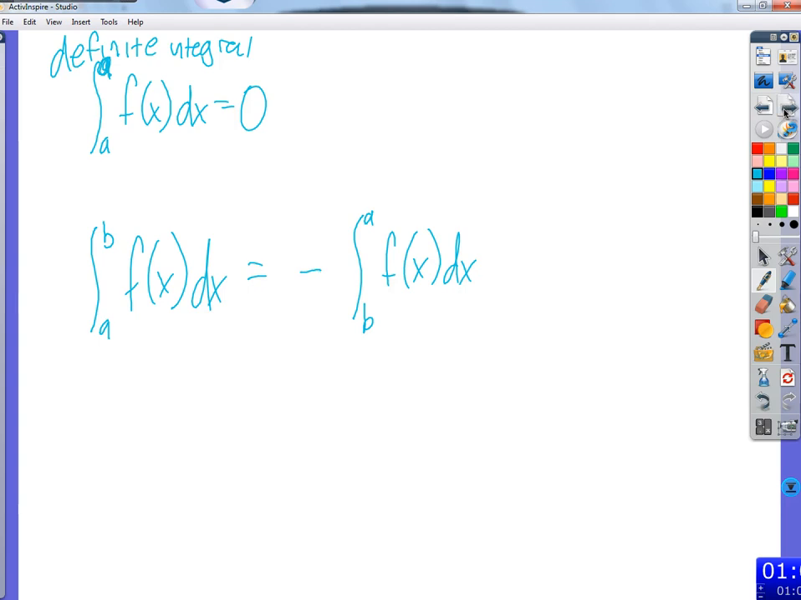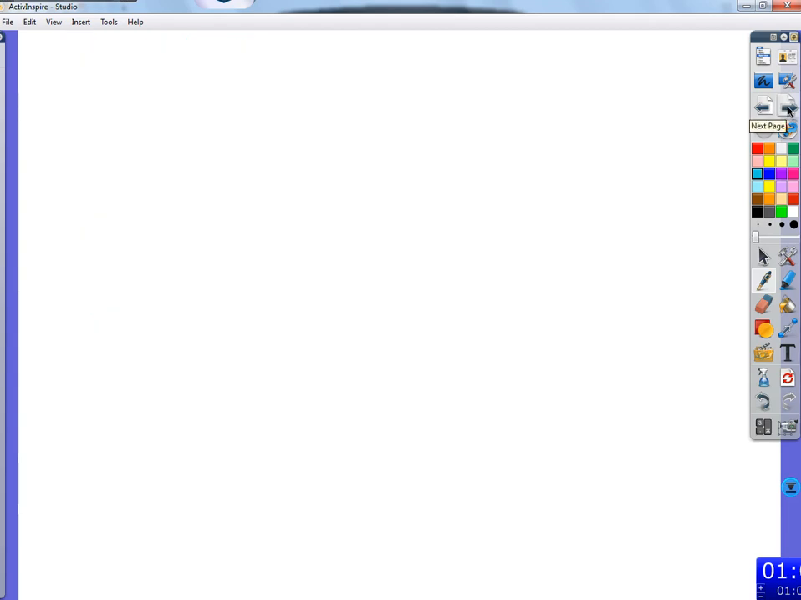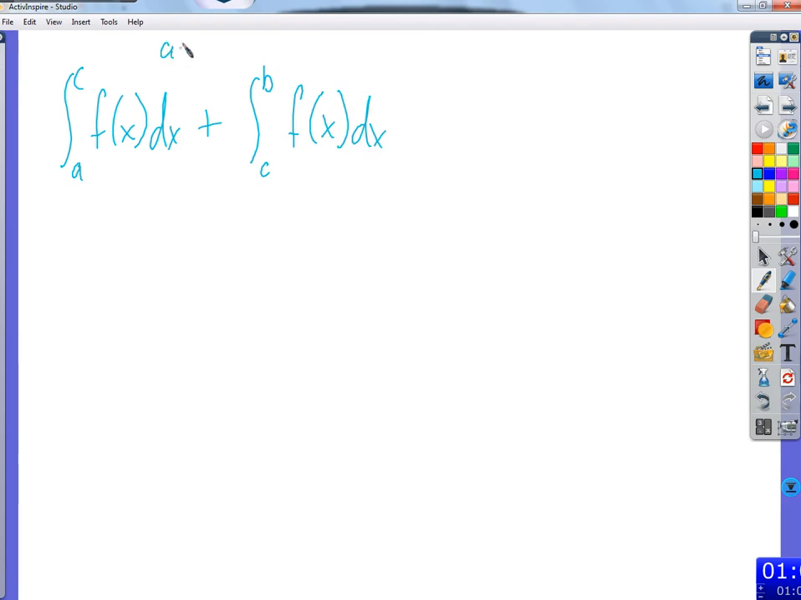All right, so if we switch the limits of integration, we just get the negative of that area. Assuming that A is less than C and C is less than B, so C is between A and B.